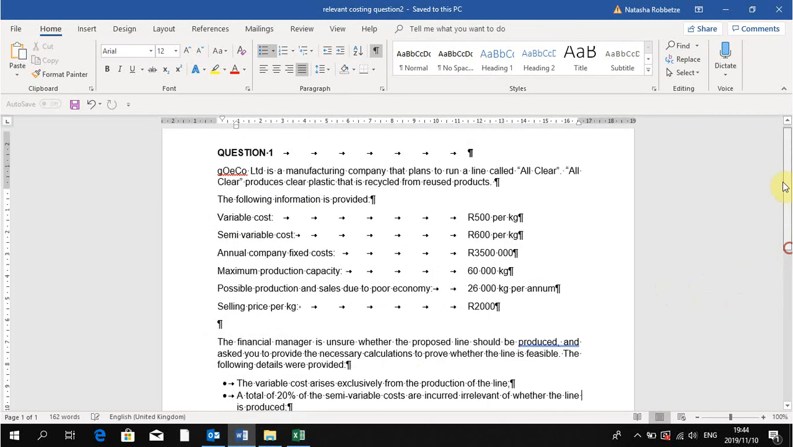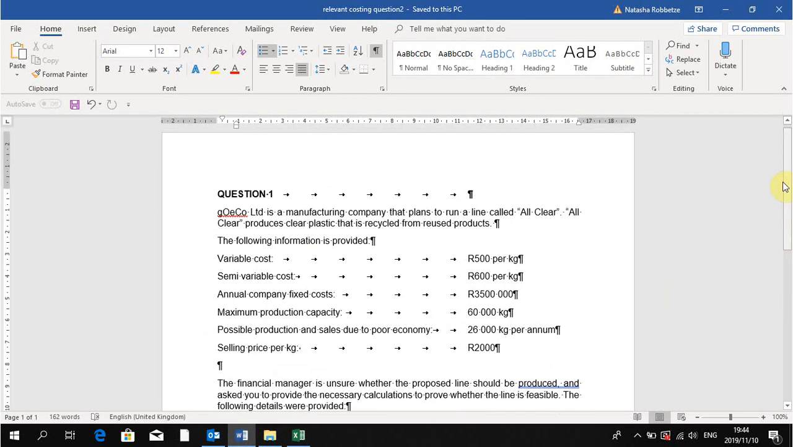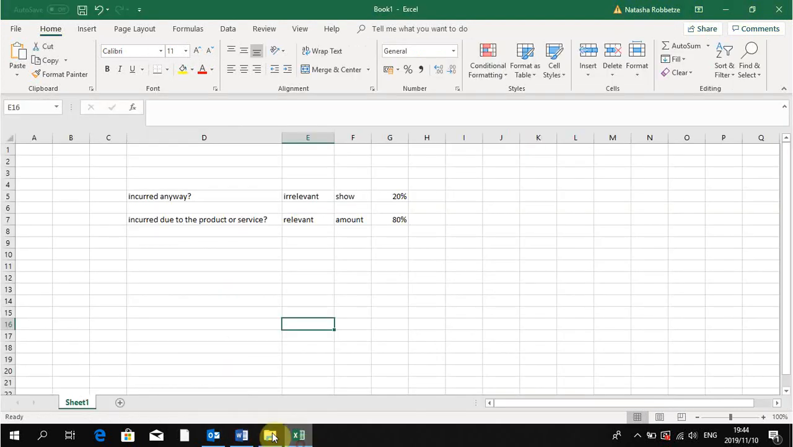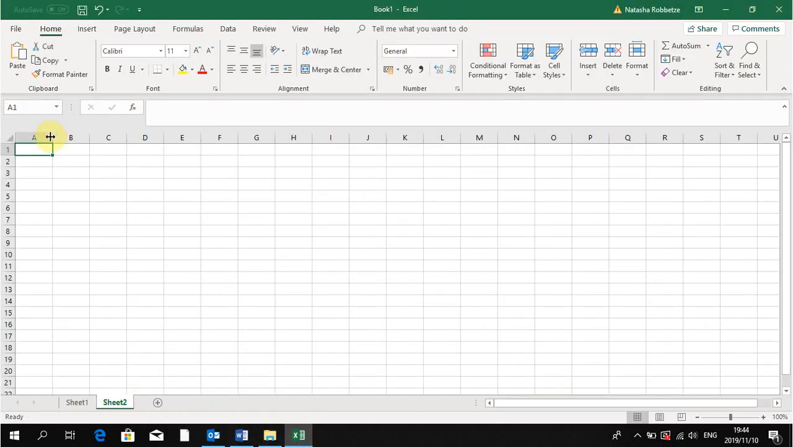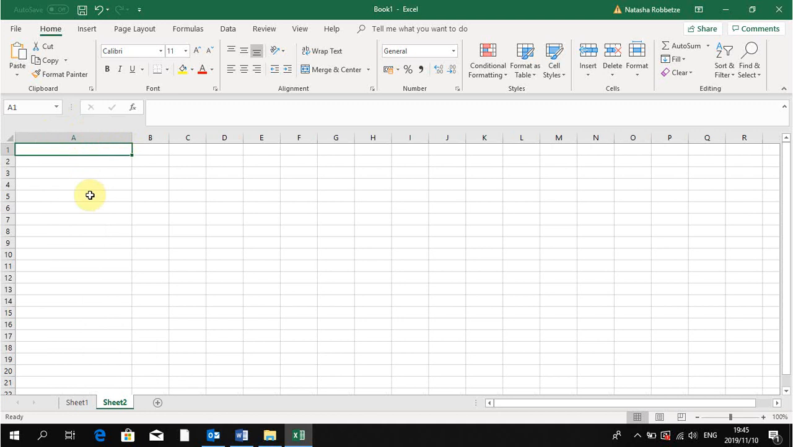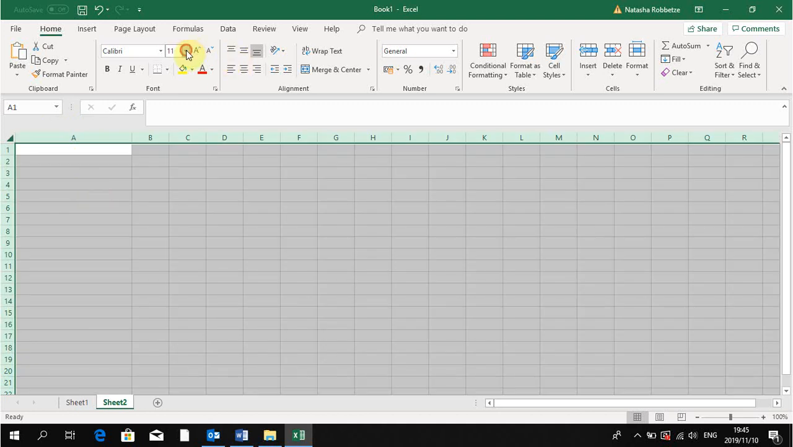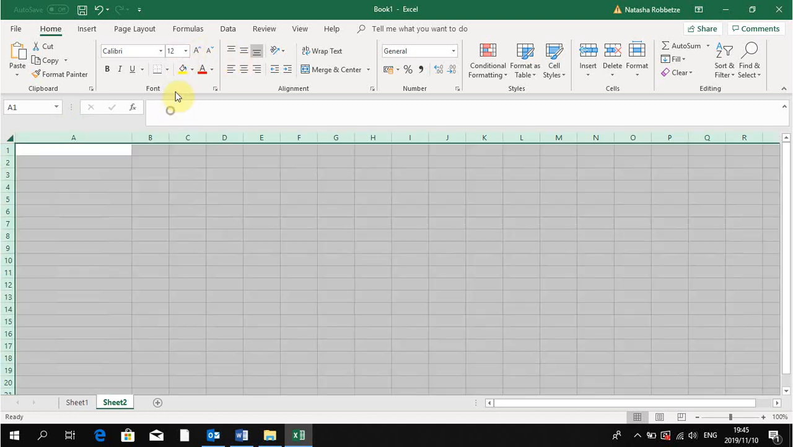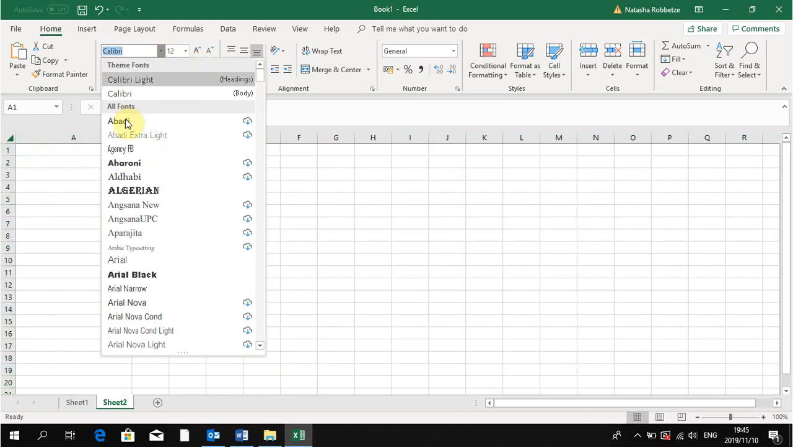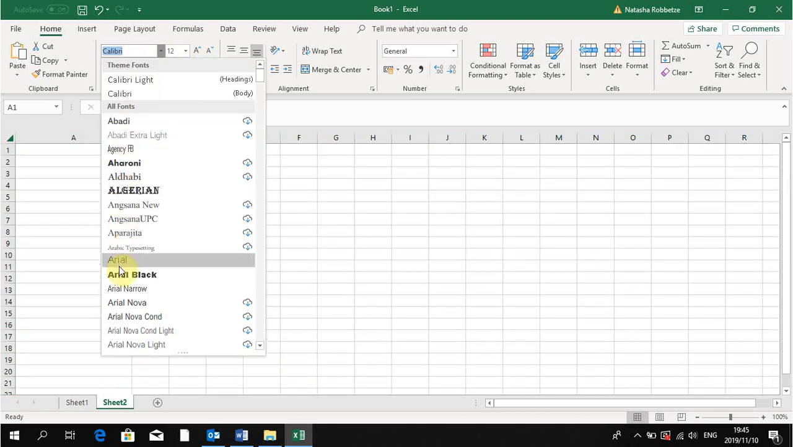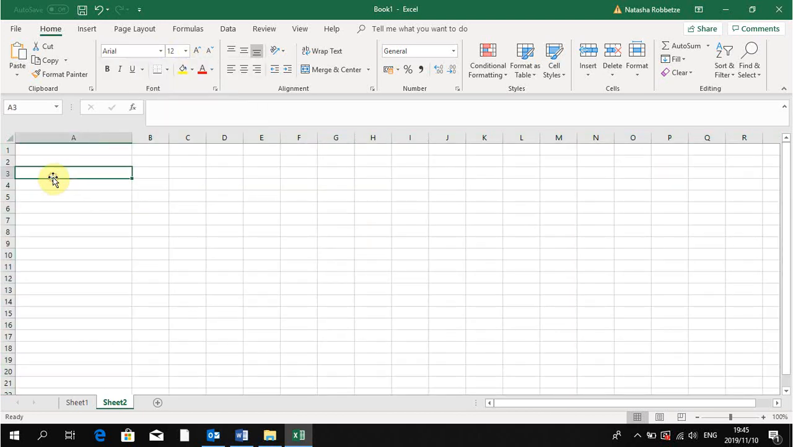All right, so let's see if you should now attempt this question, how will we do it? So I'm going to start on a new sheet, and I'm just going to start with the sales. Let me just increase this so that you can see properly. All right, so I'm going to start with the sales.